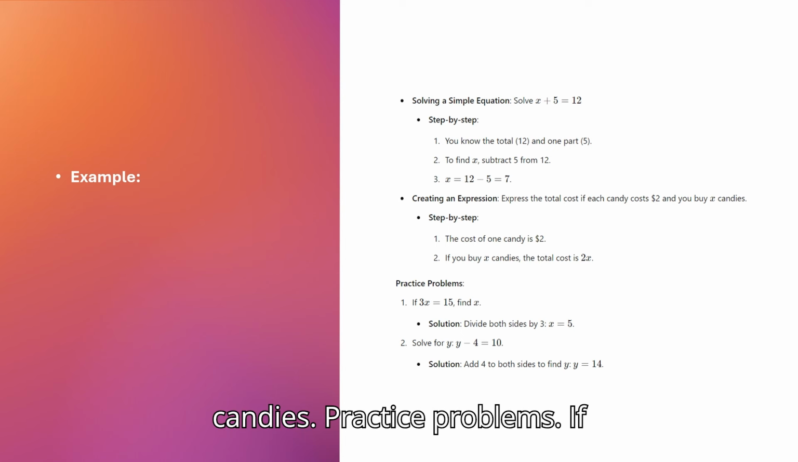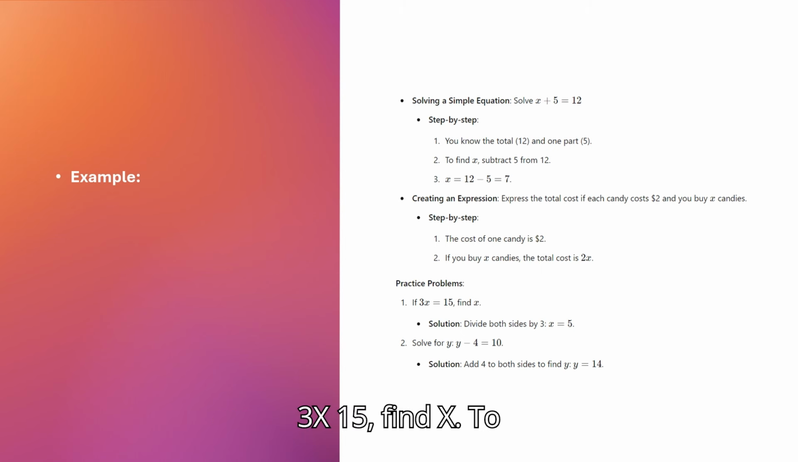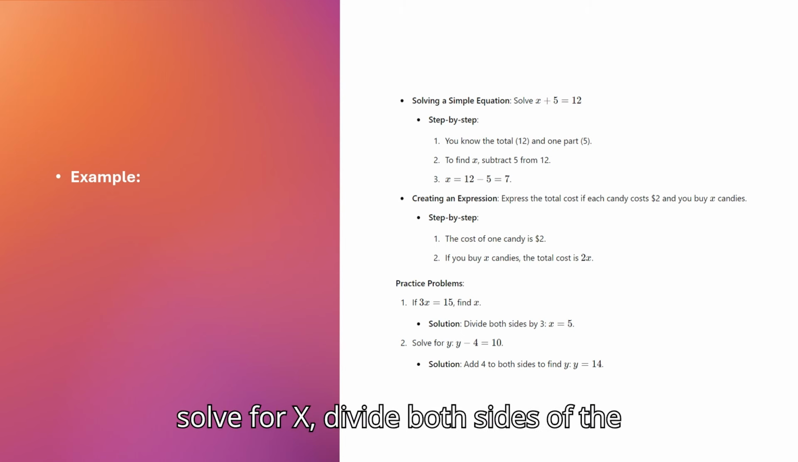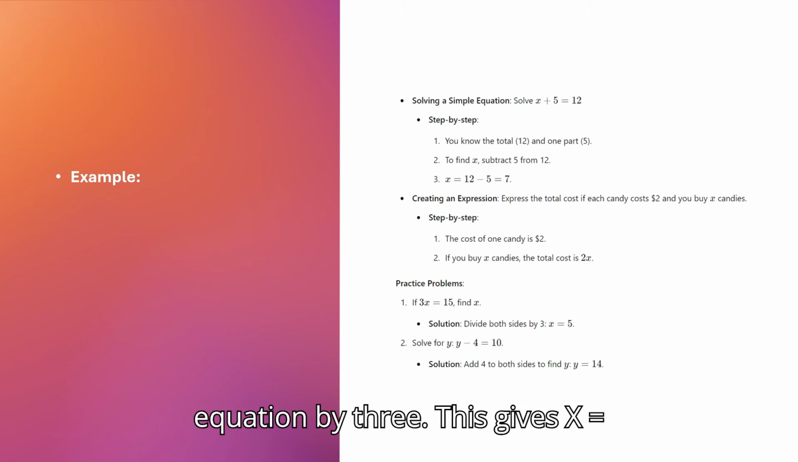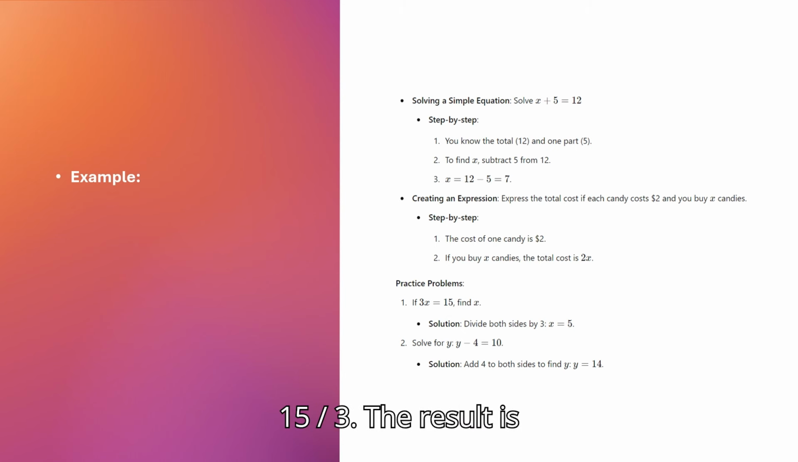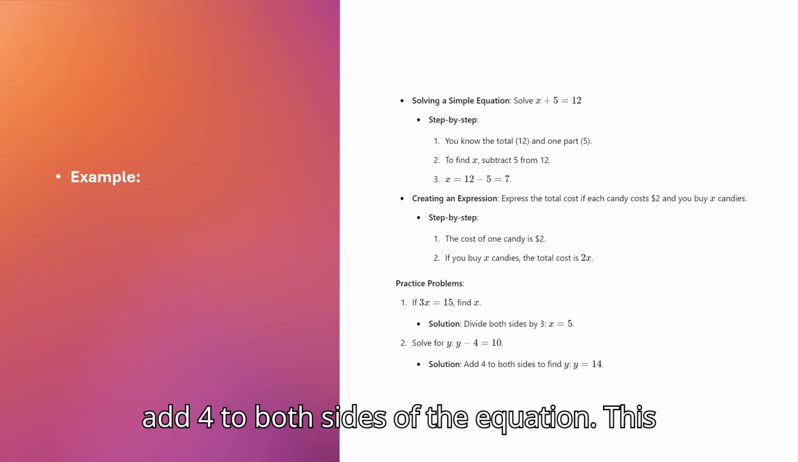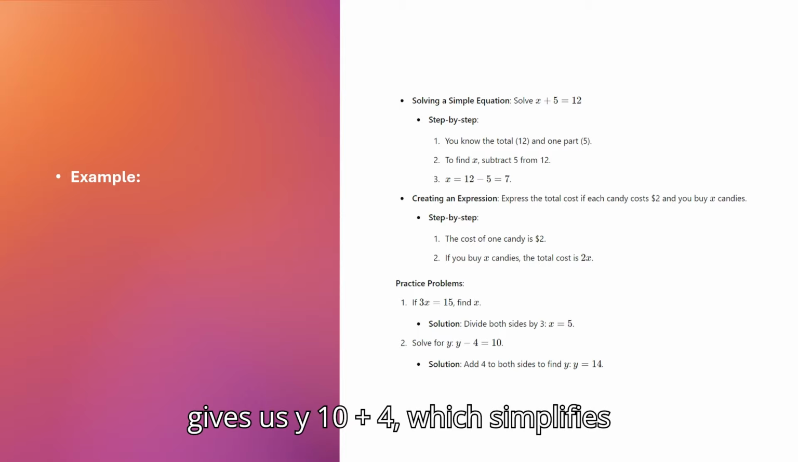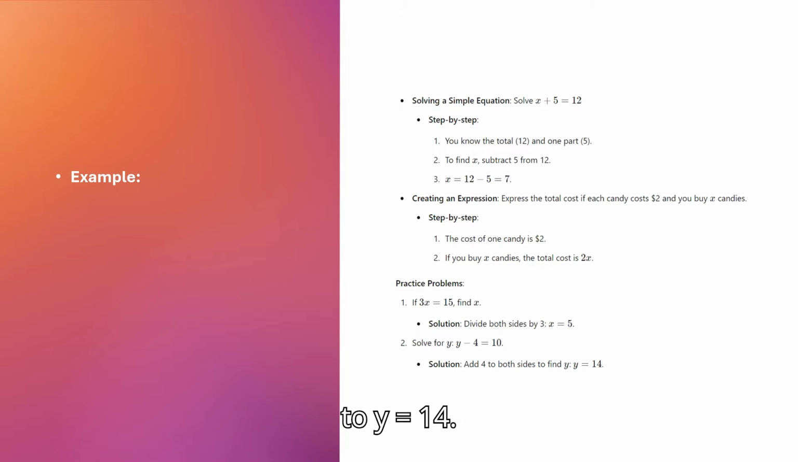Practice problems. If 3x equals 15, find x. To solve for x, divide both sides of the equation by 3. This gives x equals 15 divided by 3. The result is x equals 5. Solve for y. y minus 4 equals 10. To find y, add 4 to both sides of the equation. This gives us y equals 10 plus 4, which simplifies to y equals 14.